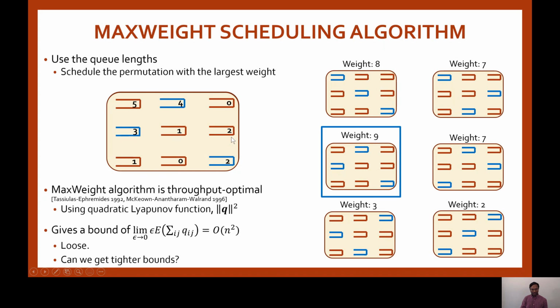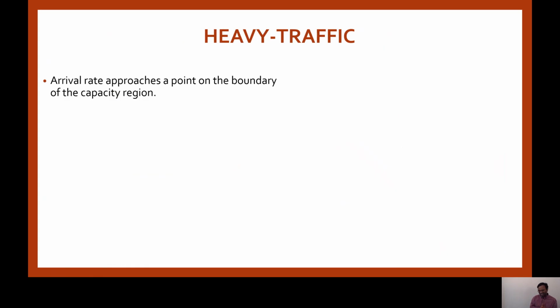N square is the number of Qs that we have. But it turns out that this bound is loose. So the key question is, can we get tighter bounds? And before I answer this question, I have to actually be more precise about defining the heavy traffic limit. So intuitively, it means that we approach a point on the boundary of the capacity region.